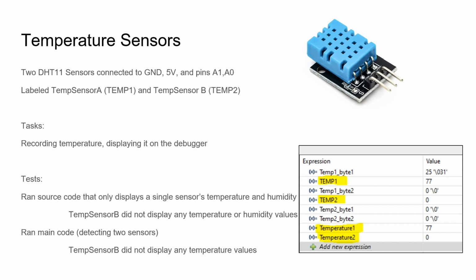After running the main code where we detected both sensors, and after a lot of hours of troubleshooting, my group came to the conclusion that temperature sensor B has some sort of internal error and did not display any temperature values. If you look at the screenshot of the debugger, the temperature1 variable, temp1, is temp sensor A, and that is about 77 degrees. So that makes sense, but temperature 2, the variable temp2, reads 0. So unfortunately, temperature sensor B did not work.